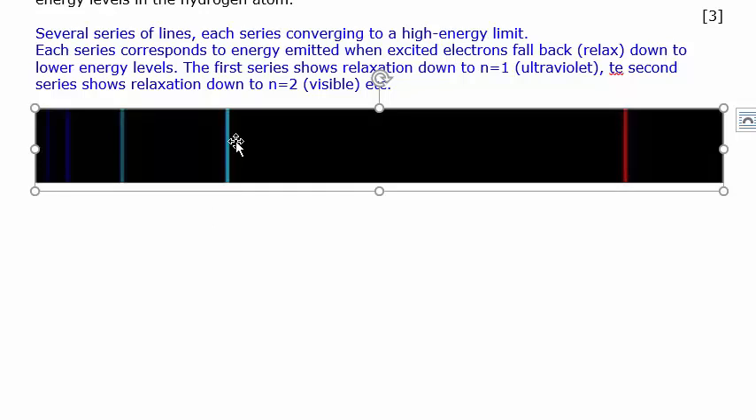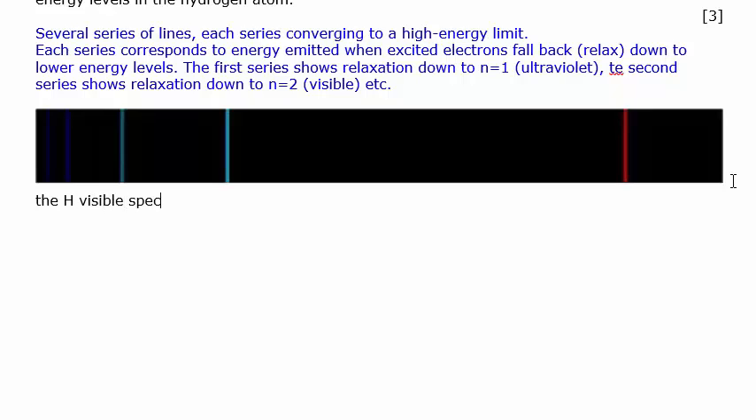Well, this is the visible spectrum. You see 1, 2, 3, 4, 5. This is the hydrogen visible spectrum, not the full spectrum. So let's just make sure we understand that. This is the H visible spectrum, showing only the Balmer series, and that's to n equals 2.